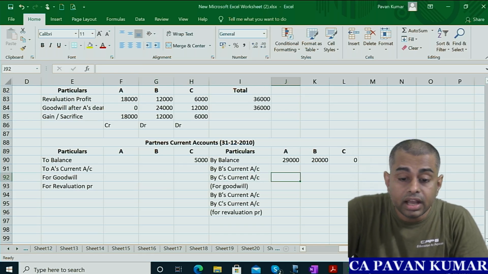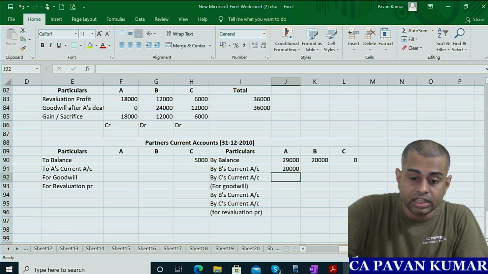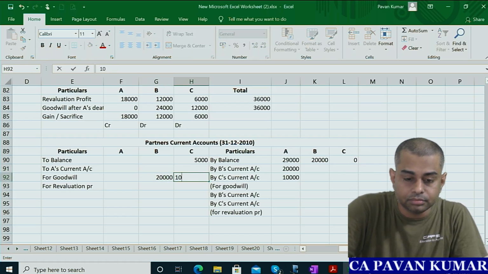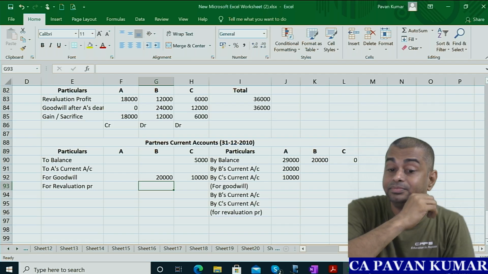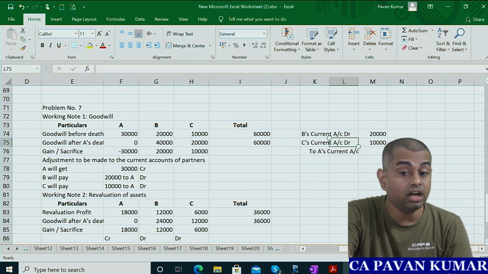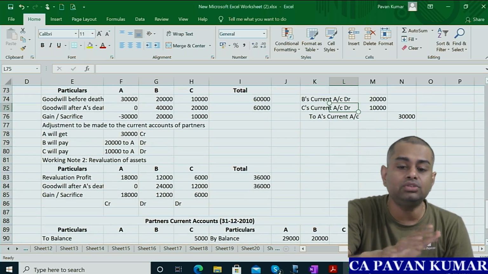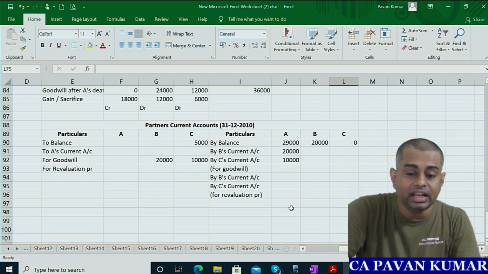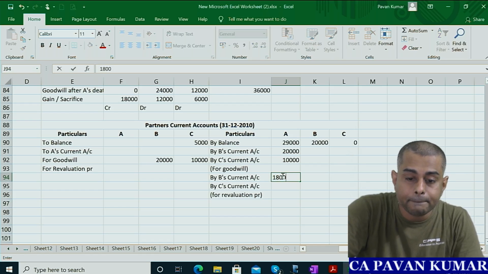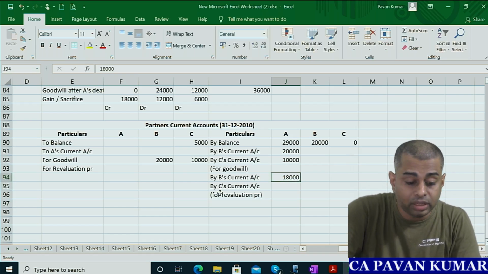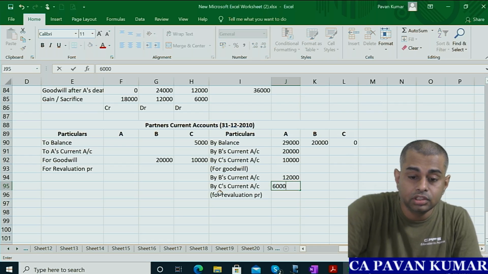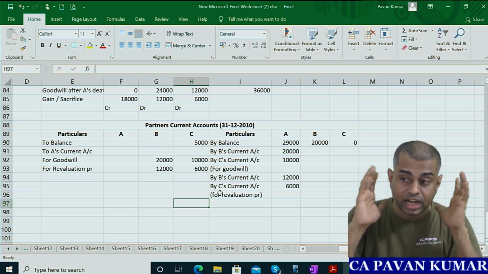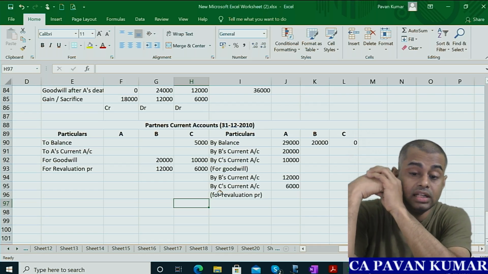Okay, so here 20,000, 10,000. Here 20,000, 10,000. So look at the entry properly, you understand. Whatever journal entry we have written, if this journal entry is not there, it will be a little confusing. So in B's account, 20,000 debit. C's account, 10,000 debit. A's account, 30,000 credit. That is what we have done. Then the second entry, 18,000 here. Sorry, 12,000. Here, 6,000. So total 18,000 in his account. Here, 12,000, 6,000. Try to understand whatever we have done.